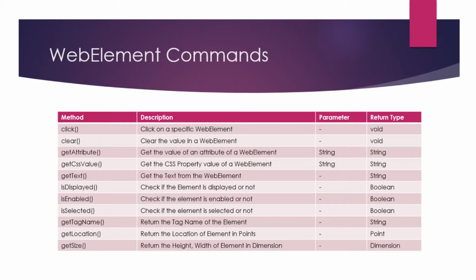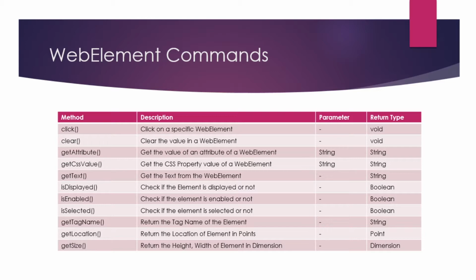So we'll begin with the click action, which allows us to click on an element on the web application. This method accepts no parameter and returns no value, that means void. Now let's see practically how this click method works, or how we implement the click method through Selenium.